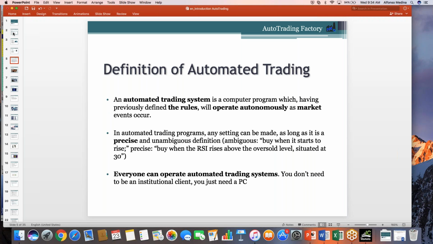So let's get to it right away. The definition of automated trading. An automated trading system is a computer program which, with previously defined rules, will operate autonomously as market events occur. This means that it will detect what happens in the market in order to open a buy order or a sell order in the most simple way.